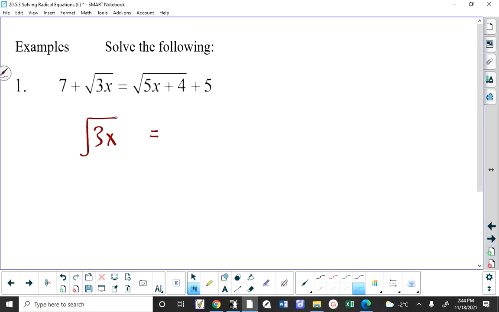I don't know that it really makes a difference. I suppose we could isolate the root 5x plus 4. But if I isolate root 3x, I get root 5x plus 4, and I'll have minus 2. I get minus 2 because I have 5 on the right-hand side, and I subtract 7, which gives minus 2. So now what we're going to do is square both sides.